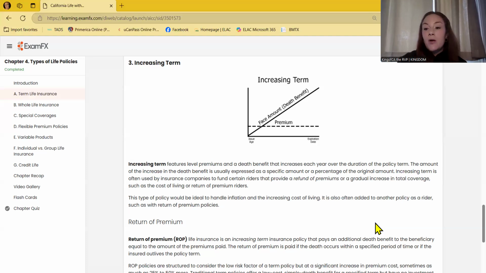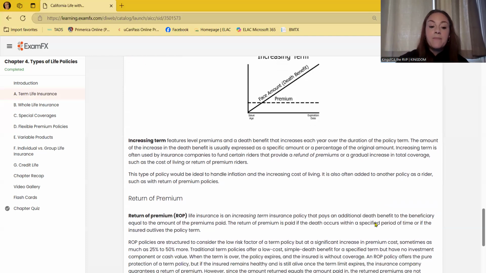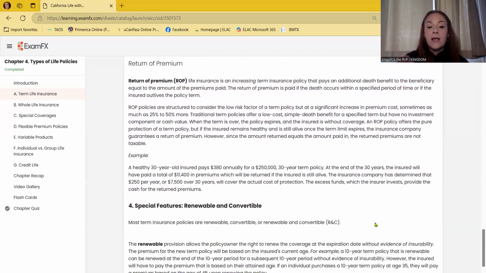So we're going to be going over riders. I believe it's the next chapter, but it's in one of the other chapters. But really quick, I'm going to touch on them and not get too far into it. Going with the increasing term is going to be the return of premium rider and cost of living rider. For right now, that is all you need to know. Later on, when we talk about riders, I will go deeper into what they are, but just know that with increasing term comes cost of living and return of premium.